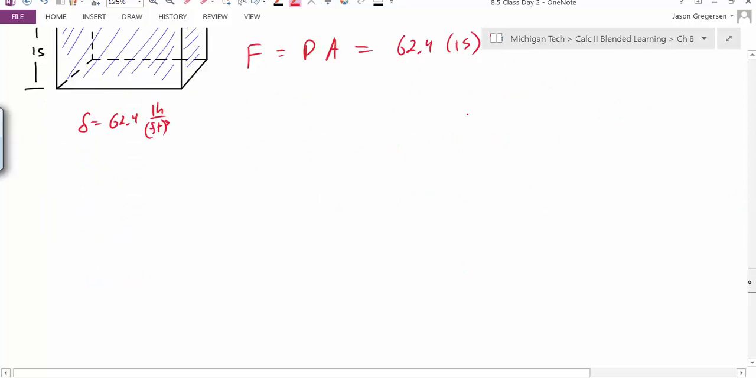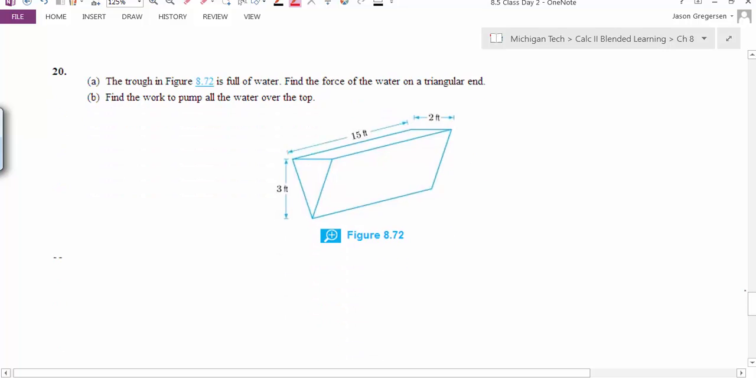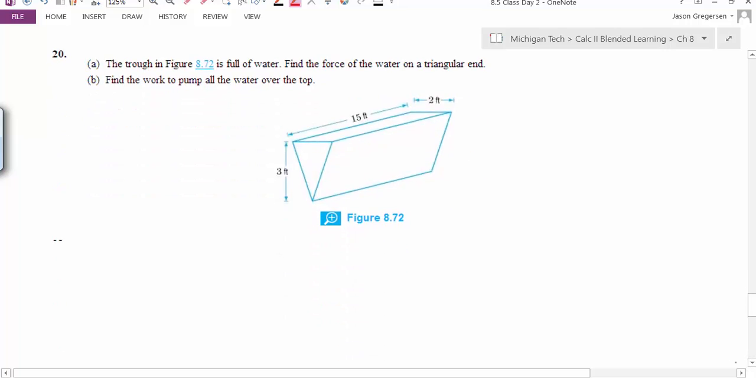All right, so now we've got some problems I believe are on the homework. This is a trough. It's a classic trough problem. It's full of water. Find the force of the water on the triangular end. So part A is find the force on this face, and part B is find the work to pump all the water over the top.